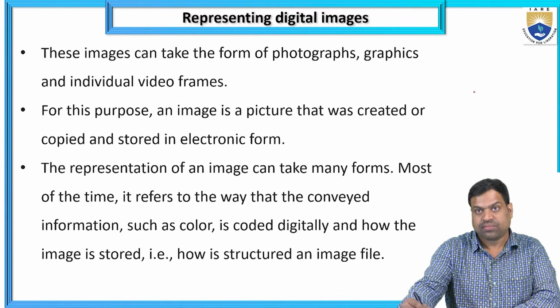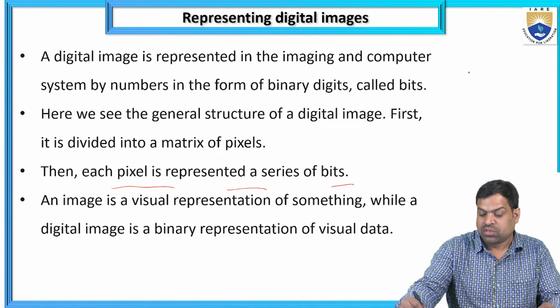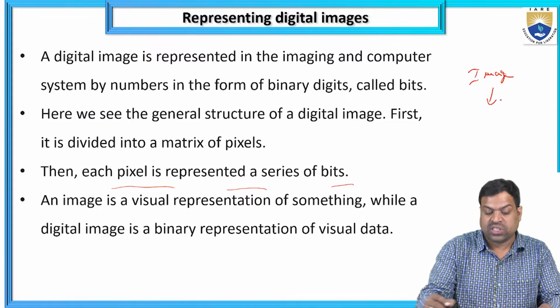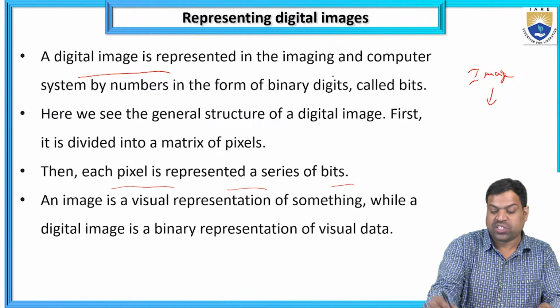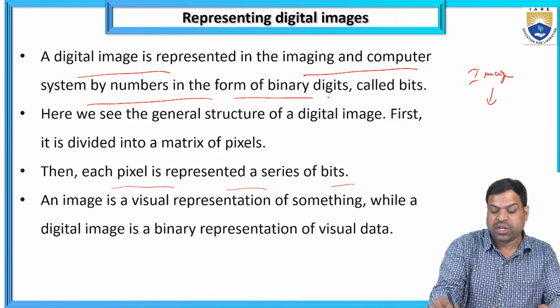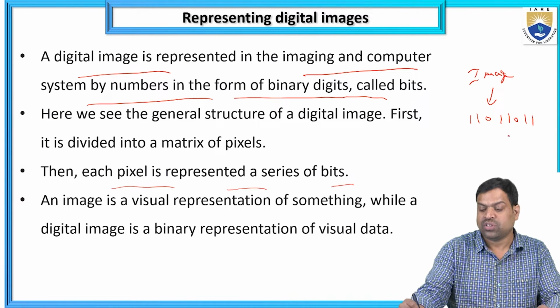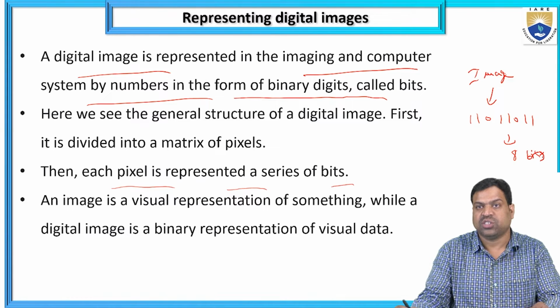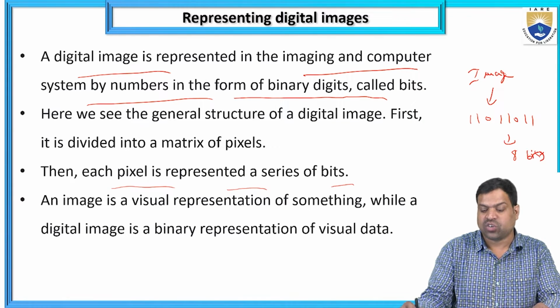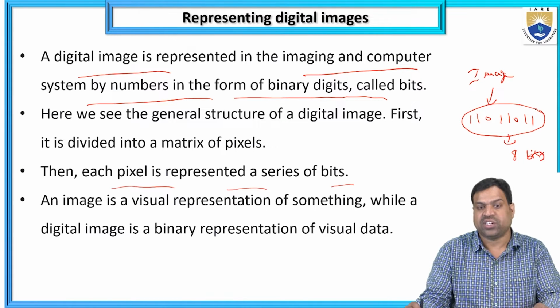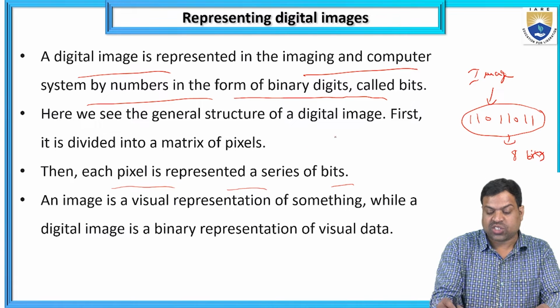Suppose I am taking one image. This digital image I am representing in the imaging of a computer system by numbers in the form of binary digits. A binary digit means something like 110, 110, 11. So how many bits are there in total? 8 bits are there. Suppose it is 16 bit, I am taking it as a 16 bit. These binary digits are called bits, here 8 bits of data.